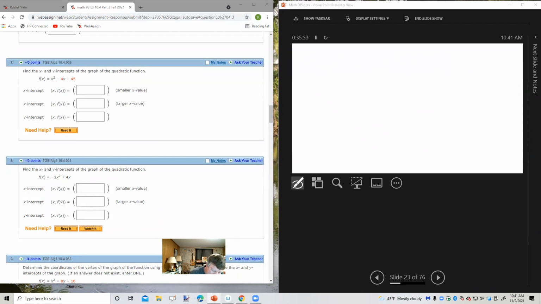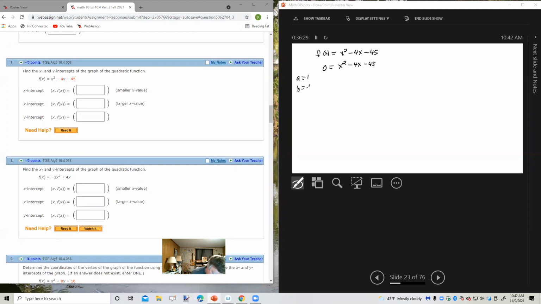So let's take our function f of x equals x squared minus 4x minus 45. To find the x-intercepts, we would set y equal to 0. Recall that f of x is the function notation for y. So setting it equal to 0, we would get that. Well, how do we solve that? It's a quadratic equation in standard form. We'll use the quadratic formula.